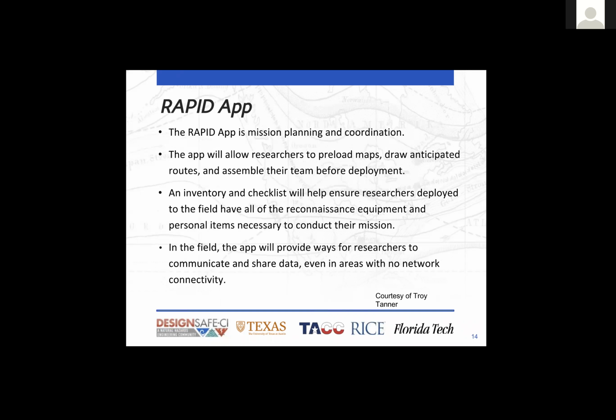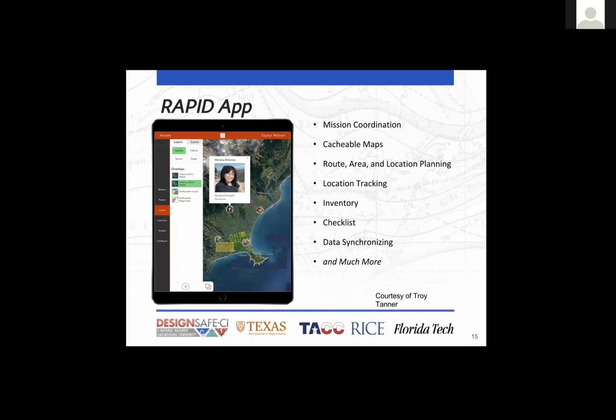And once they're on the field, the app will be able to provide researchers ways to communicate and share data, even if they're in areas where there's no network connectivity at the time. So here's a visualization of what the app will be like. It's going to do the mission coordination. It's going to have cacheable maps, so it'll be quicker loading. You'll do location tracking, your inventories, checklists, and synchronizing your data. Once again, thank you to Troy Tanner.